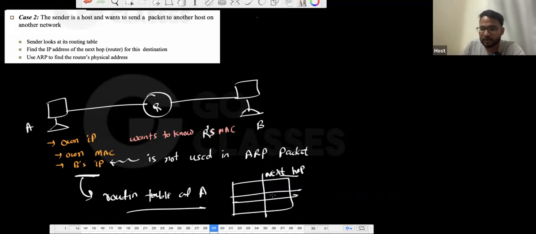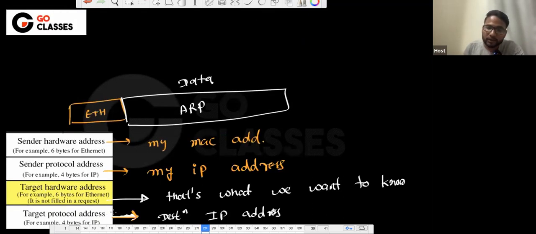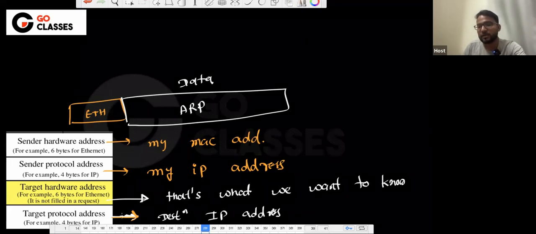Right? Next hop is this R, let's suppose. Okay. So using B's IP address only, I get to know that I need to forward to R. So basically it is used in the routing table to decide what the next hop is. Once I know the next hop, if it is B, then I will be using B's IP address. So basically here I will be using the target IP address, which is the next hop IP address, in the ARP packet.